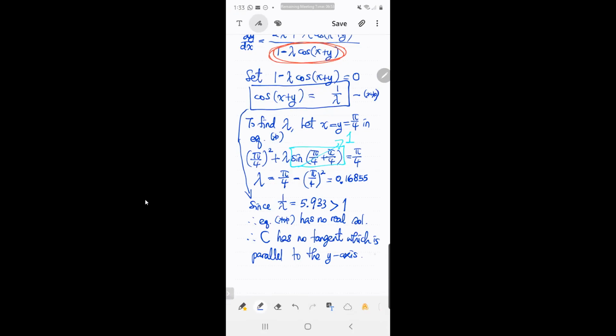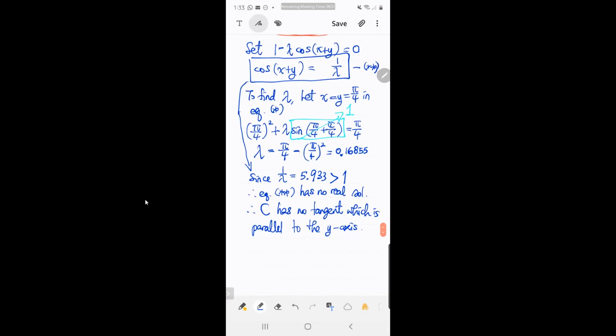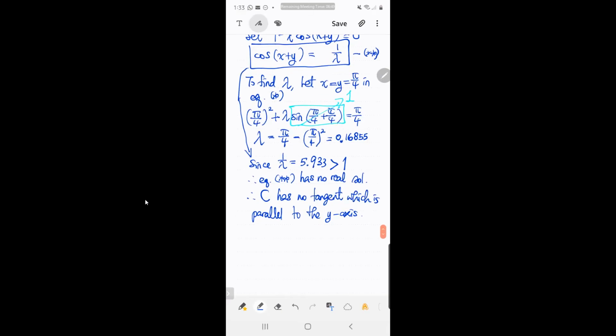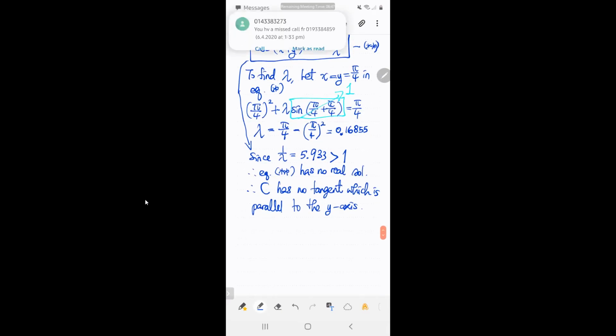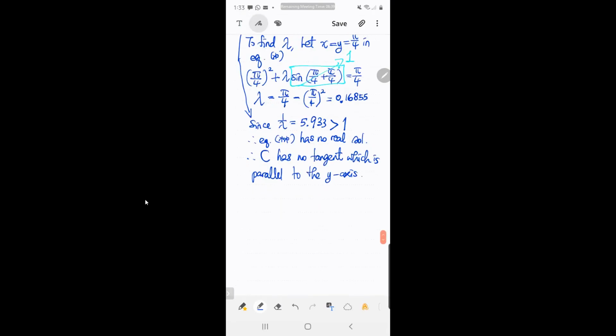So C has no tangent which is parallel to the y-axis. Okay, done. Now we move on to the second part. May I know how much time is left? Can someone please check for me? 6 minutes. Okay, 6 minutes. I think I can complete the second part and then leave it to you.